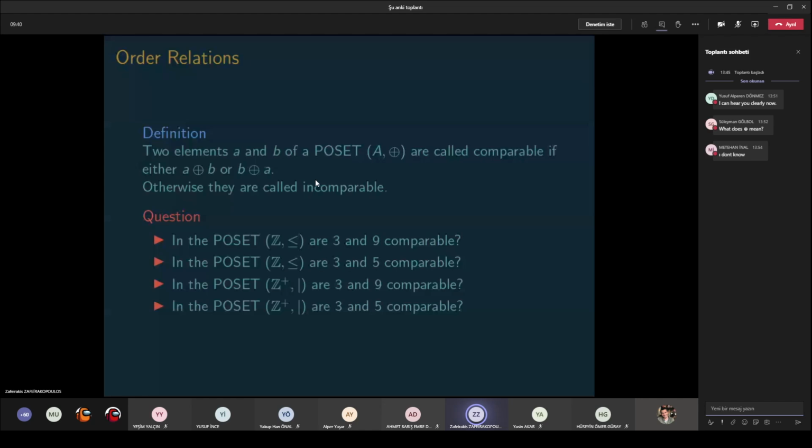Buket? Yes. They are comparable. And what about the next question?